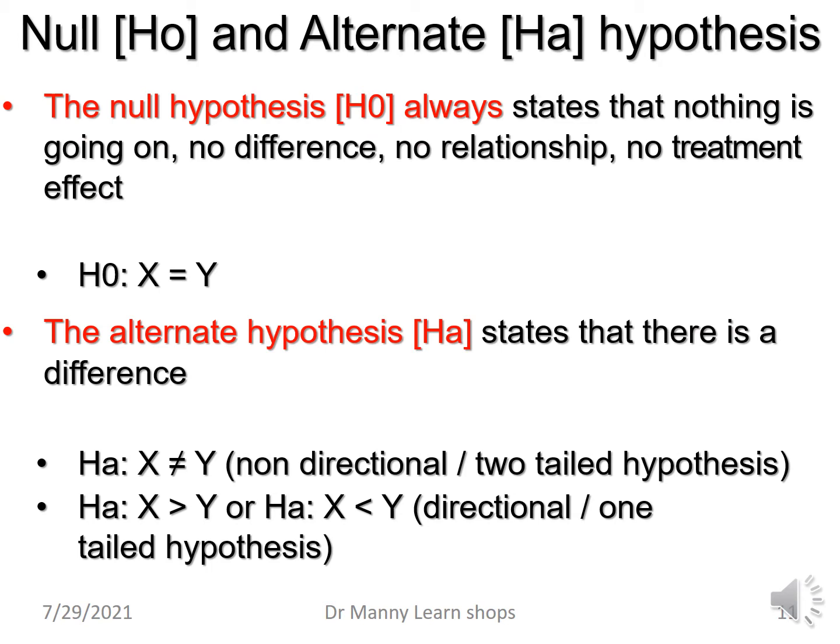The null hypothesis always states that nothing is going on, there's no difference, there's no relationship, there's no treatment. The alternative hypothesis always states that there is a difference, there is a relationship.